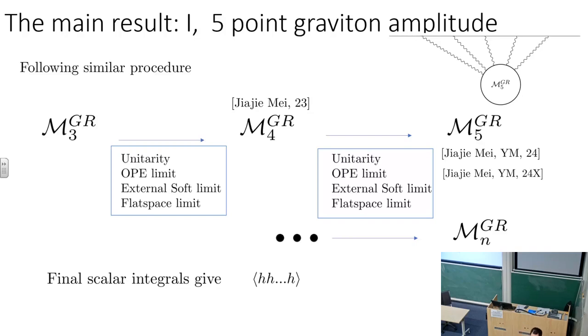It's very long. It contains 15 channels, and each channel contains OPE and some 1 over curly D terms. But we check various limits, and it satisfies the consistency checks.